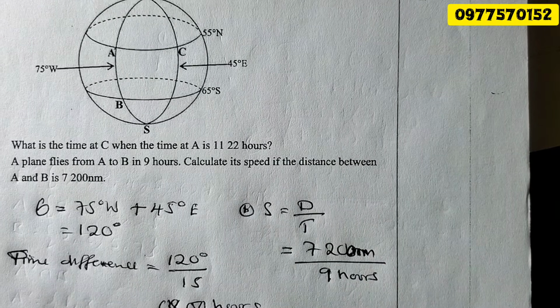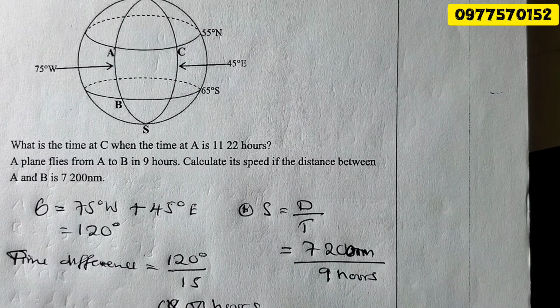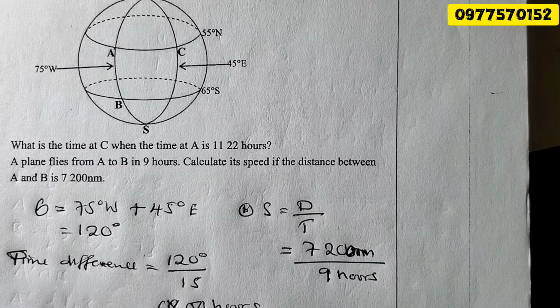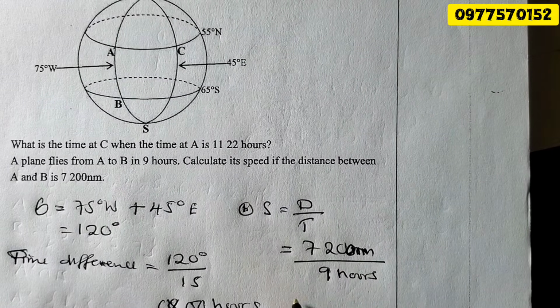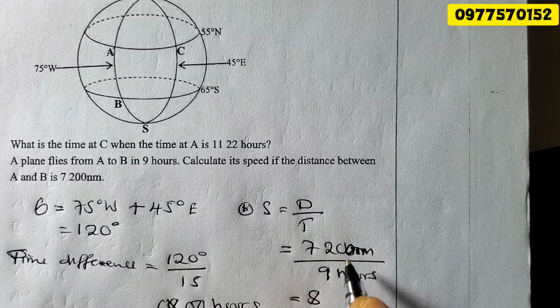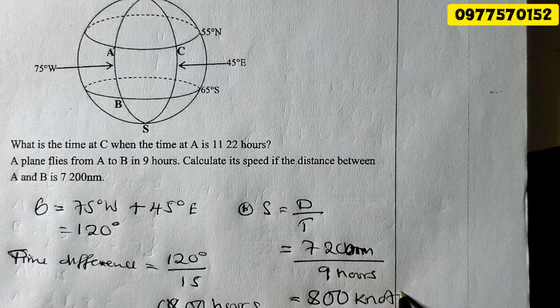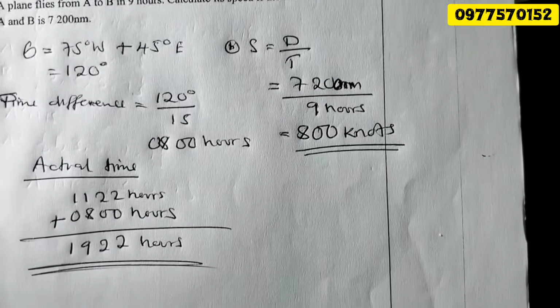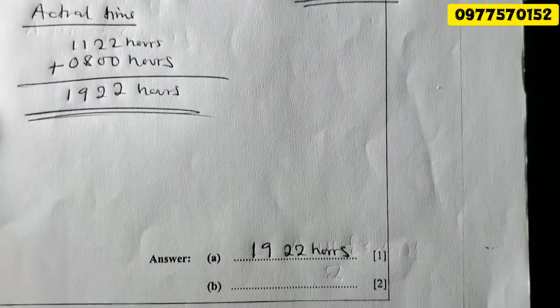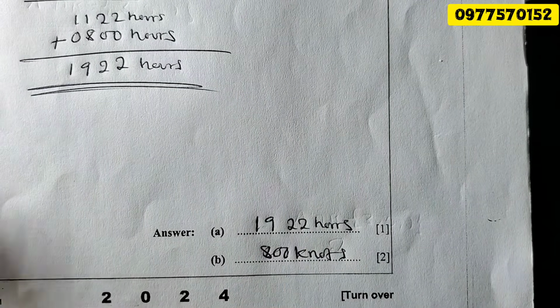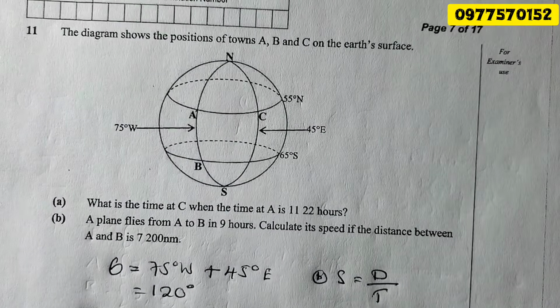7,200 there. So when you divide 7,200, this is very simple, because you know that 9 can go into 72. 9 into 72 is 8 times. Then you have these 2 zeros. Okay, so it's 800 knots. Simple. Then you come here and write your final answer as 800 knots. All right. So that's question 11. Let's go to question 12.